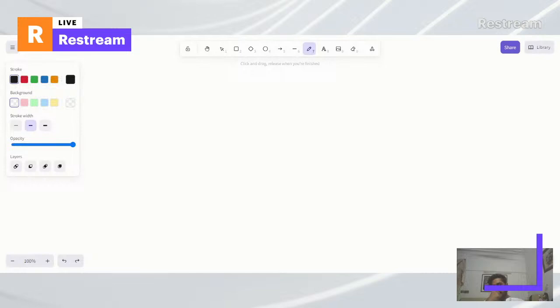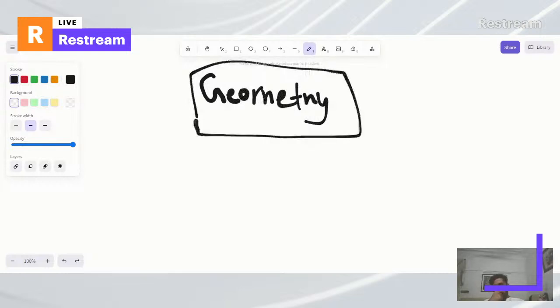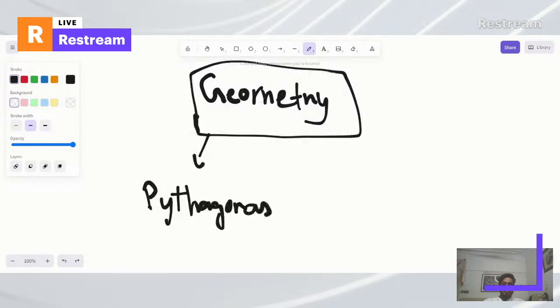So this is our topic for today, geometry. This is what we started in the last class. We have successfully completed the Pythagoras theorem, so just a quick review.